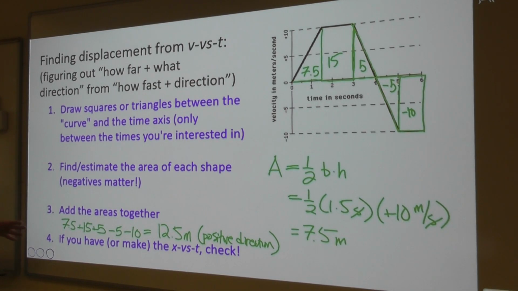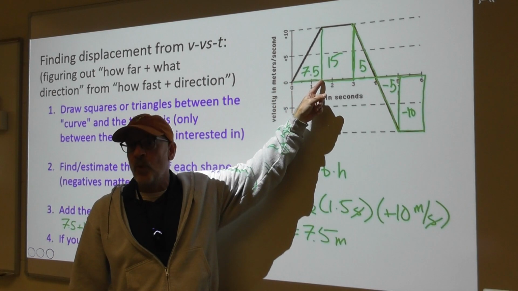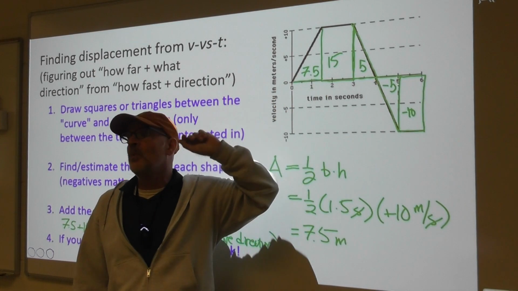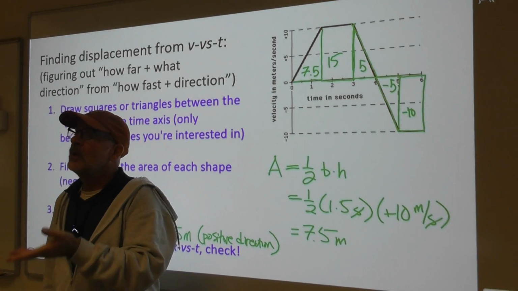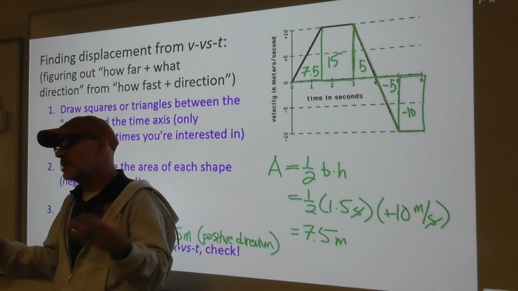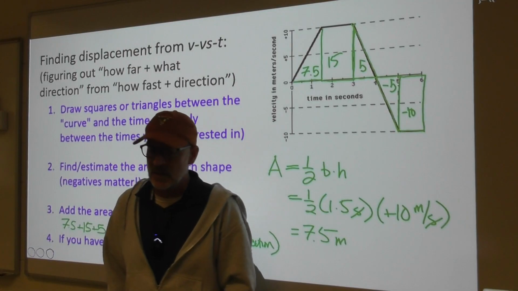And I'm going to show you next week how you can then take these displacements and use those to make a position versus time graph. We're missing a really key piece of information to make a position versus time graph, which is we don't know where it started. We know it moved 7.5 meters over this first 1.5 seconds, but we don't know where it started. So with a position versus time graph, we either have to be told where it started, or we can just say, oh, it started here, and then we calculate all of our positions relative to that starting point.